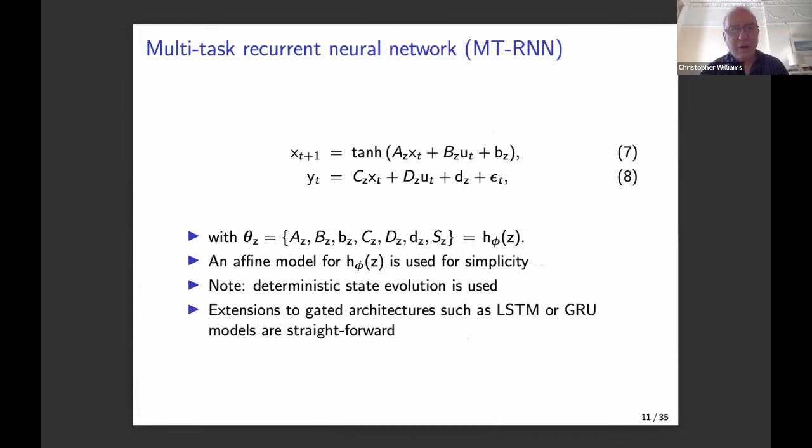In a multitask recurrent neural network, we just have a standard recurrent neural network with these tanh nonlinearities. Again, the various matrices and biases in this can depend on Z. And here we're going to use an affine model, H of Z, for simplicity. Notice here that we've got deterministic state evolution. We're not having stochastic state evolution, which makes some of the inference problems easier. And although I'm describing this for a standard recurrent neural network, we can also use LSTMs or GRUs. In fact, we will use a GRU later in the experiments.